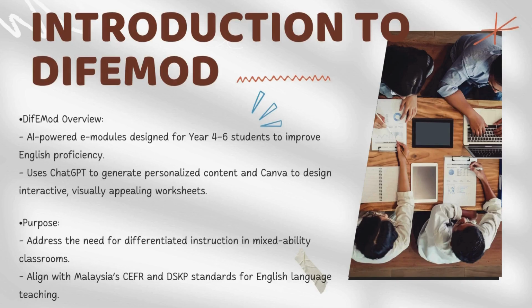ChatGPT is used to personalize the content of the module, for example, the task, the reading text, the questions, the difficulty level, and the differentiation in other elements, for example, vocabulary, grammar, sentence structure, sentence type. So we use ChatGPT to do that. Whereas to create the template, to use stimulus like pictures and clip art, to design the e-modules, we used Canva tools.